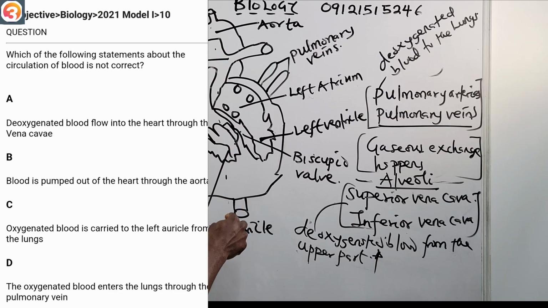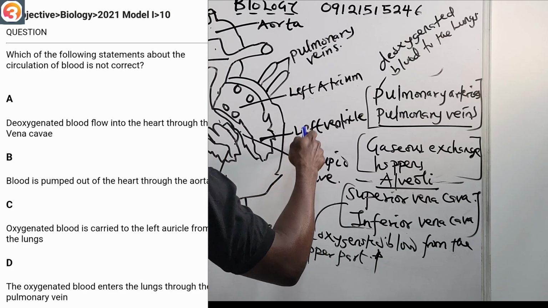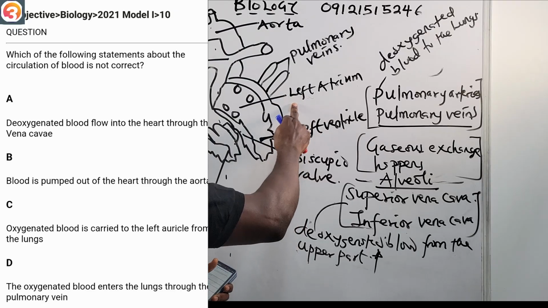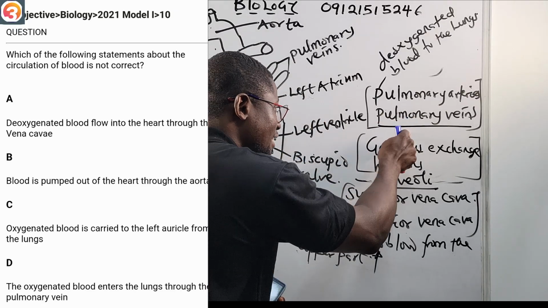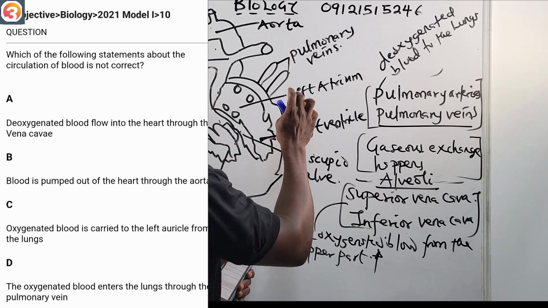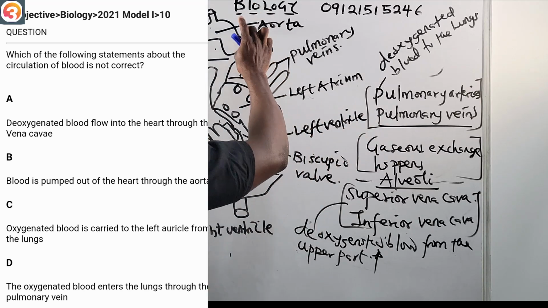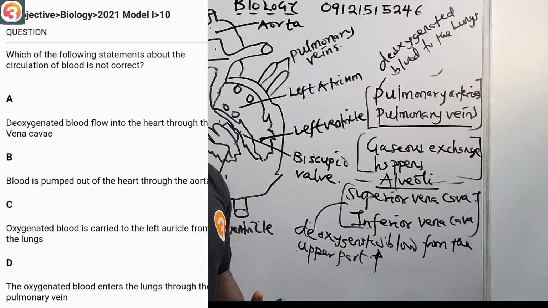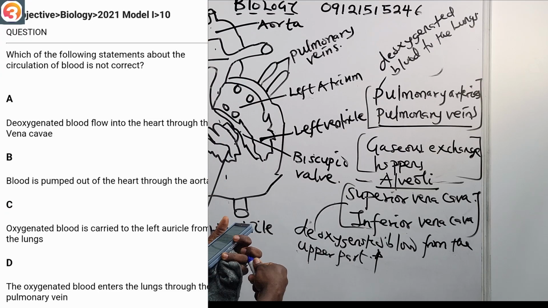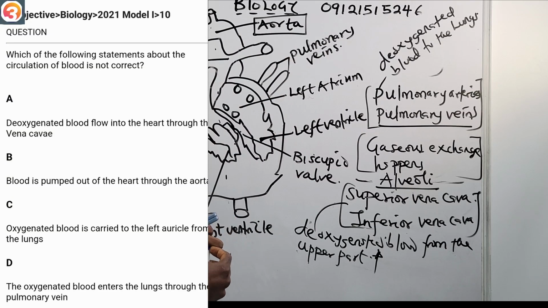So as this oxygenated blood gets to the left ventricle from the left atrium, the pulmonary veins carry this oxygenated blood back to the heart. As it gets to the left atrium and then to the left ventricle, it gets pumped to different parts of the body through this large artery called the aorta. The largest artery in the human body is called the aorta. Please take note of this.